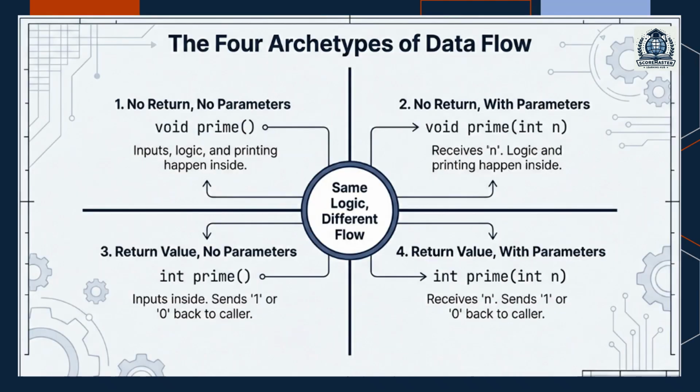Functions follow 4 data flows: no parameters, no return; parameters, no return; return, no parameters; and both parameters with return. The logic may stay the same, but the way data enters and leaves the function changes the design. Smart programmers choose the flow based on whether they need input, output, or both, not by habit.